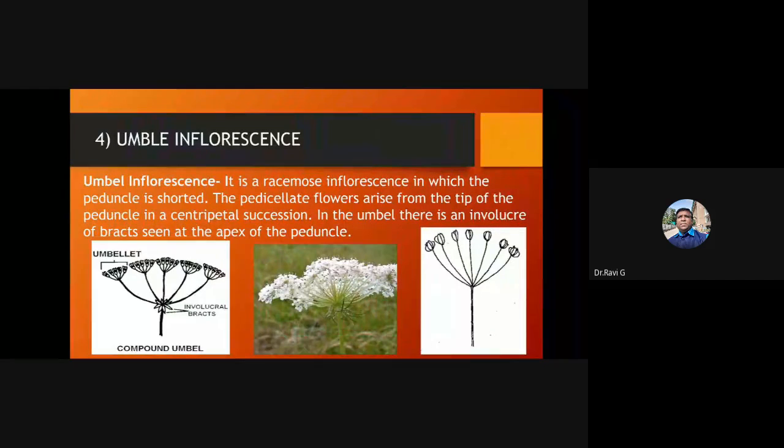Umbel inflorescence is a racemose inflorescence in which the peduncle is shortened. The pedicellate flowers arise from the tip of the peduncle in a centripetal succession. In the umbel, there is an involucre of bracts seen at the apex of the peduncle. The structure of umbellate and compound umbel is shown. As you can see, it is in the shape of an umbrella, and the name is derived from it.